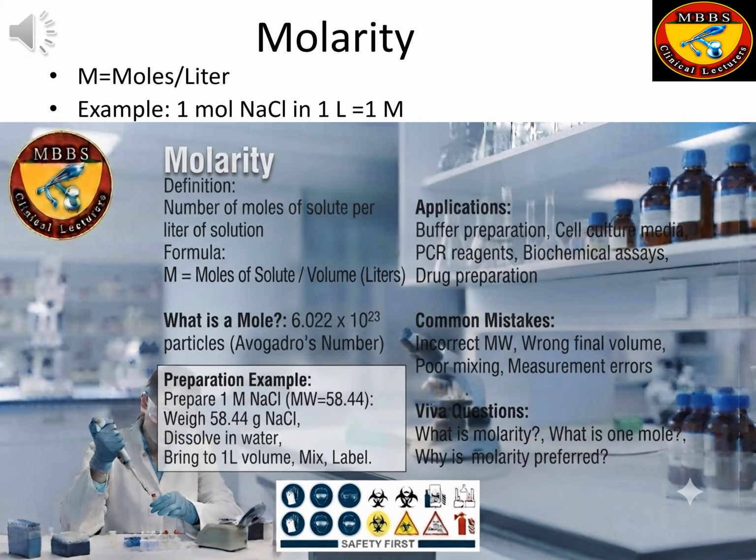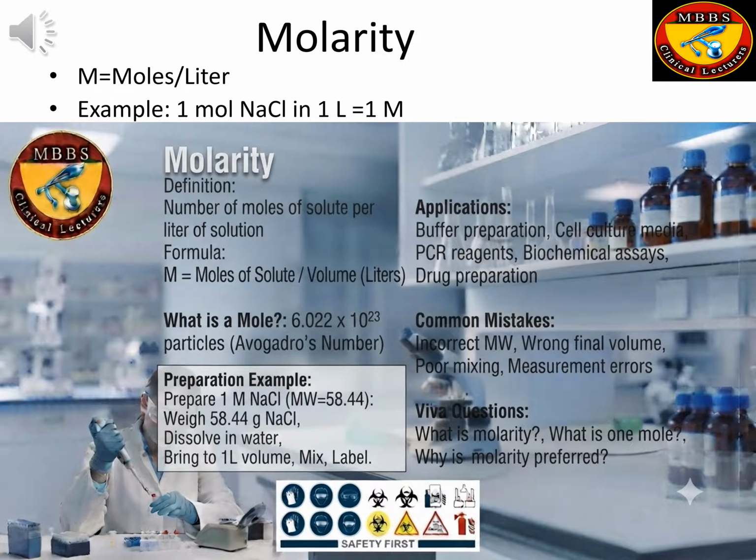Molarity. Molarity is one of the most commonly used methods of expressing concentration in chemistry and biology. Definition. Molarity is the number of moles of solute dissolved in 1 liter of solution. Formula: M equals moles of solute/volume, liters. What is a mole? A mole is 6.022 times 10^23 particles, Avogadro's number. It allows scientists to measure the amount of a substance based on the number of molecules or atoms.